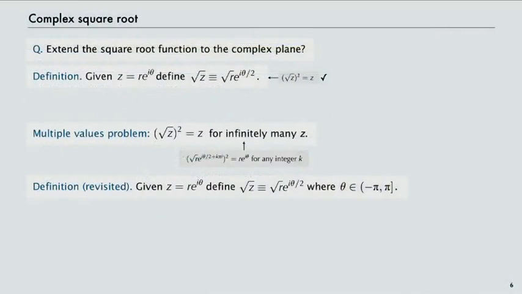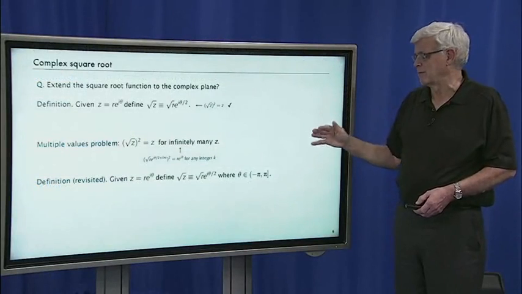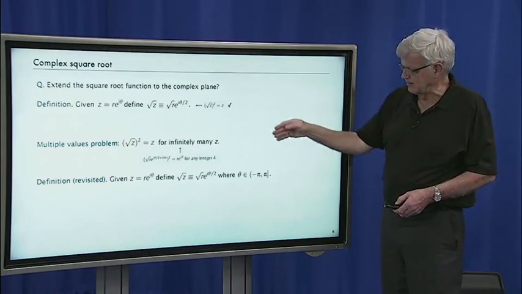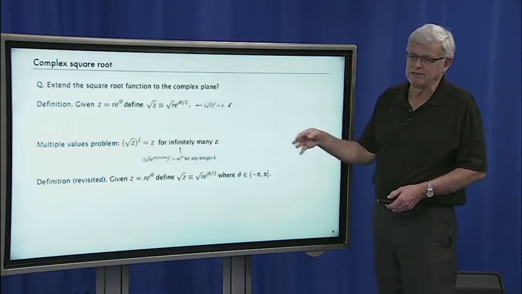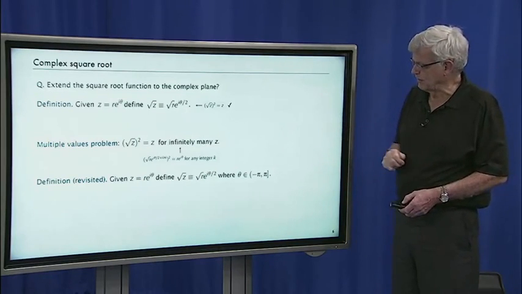So what we do is we want to have just one value that if you square gives the z back. So we just restrict θ to be in the range minus π to π. So that's the standard definition of the complex square root. It's the square root of r times e^(iθ/2), where θ is between minus π and π. And there's only one value for every z in that range that if you square it gives back z.